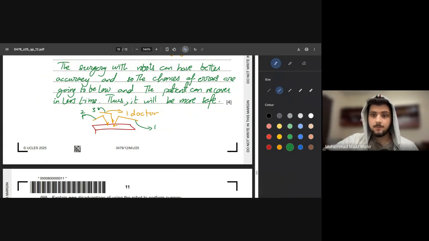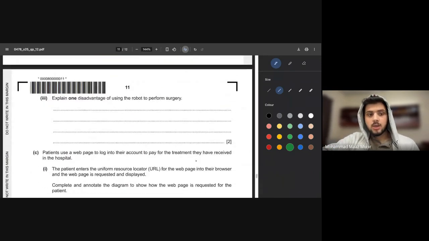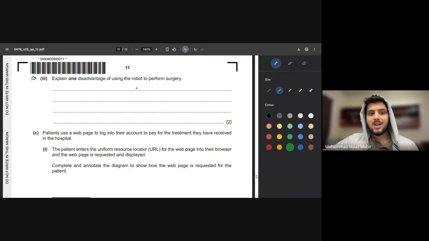All right, so continuing, part 3 says that you need to explain one disadvantage of using the robot to perform surgery. So now you need to talk about why this might not be a good point. Maybe you can say the robot will be expensive to buy, and the money could be used on other causes. So this might be the most valid point, because when you read the book, you're going to see that the one disadvantage which has been discussed everywhere is that it's a super expensive component. So we can say that the robot will be expensive to buy.